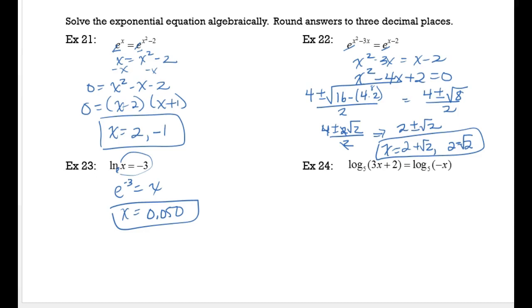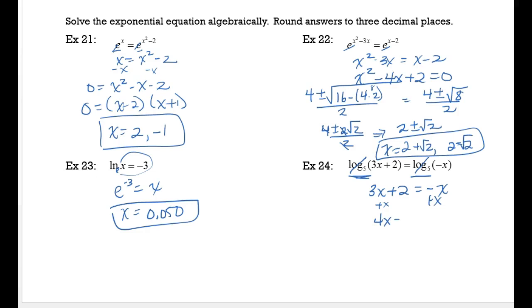Now in 24, it looks really complicated, but in reality it's pretty simple, because you remember our property, the log base, if they match, they go away. So really I just have 3x plus 2 equals negative x. All right, so I'm going to move my x over to the left.